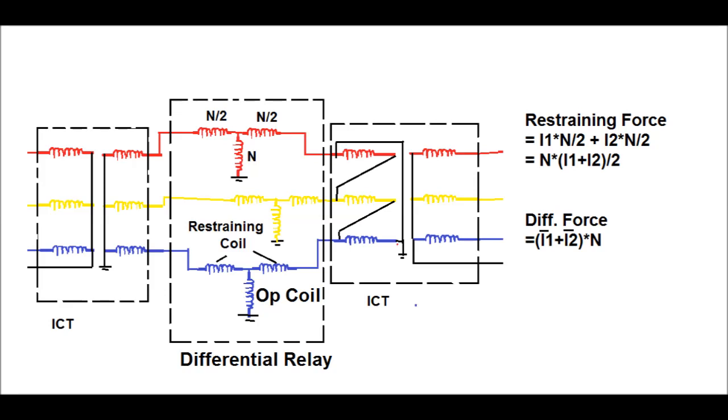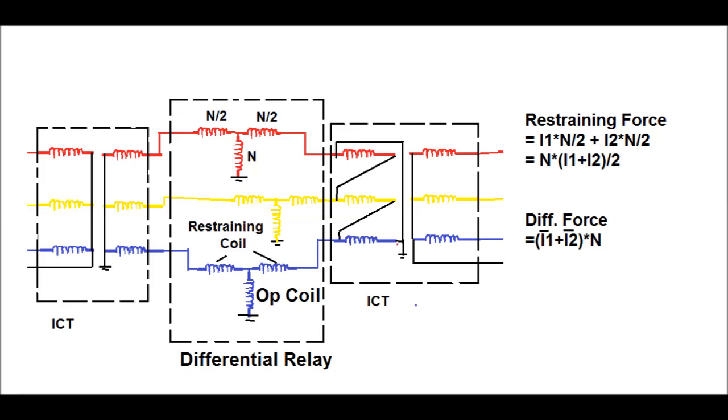Now if I1 is the HV side current flow, in per unit quantity, and I2 is the current flow in the differential relay due to current flow in the primary side of the LV side, then the restraining force is given by I1 into N by 2 plus I2 into N by 2. Here the restraining winding has N by 2 turns each.